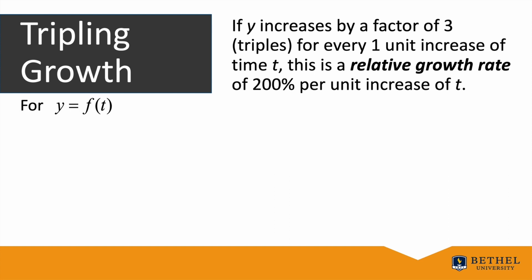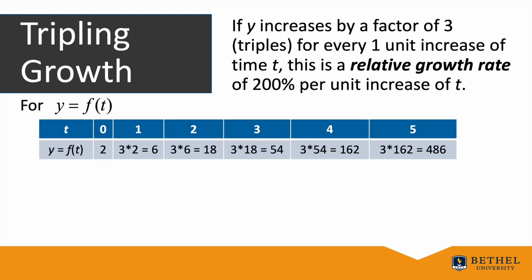If our function again is y equals f of t, here's a table of values if I also assume that y equals 2 when t equals 0, and then when t is 1, y triples to 6. When t equals 2, y triples again to 18. When t equals 3, y triples again to 54, etc.